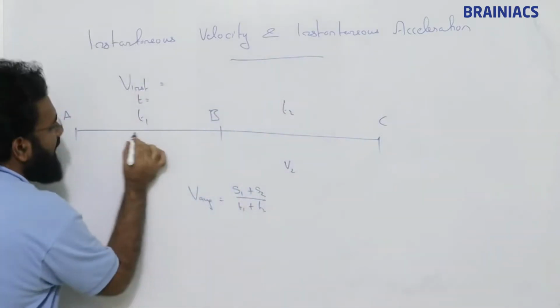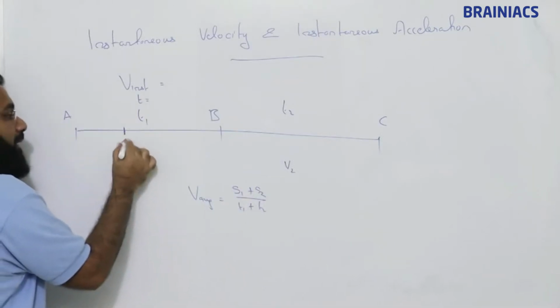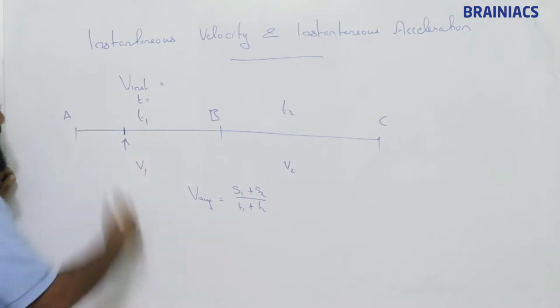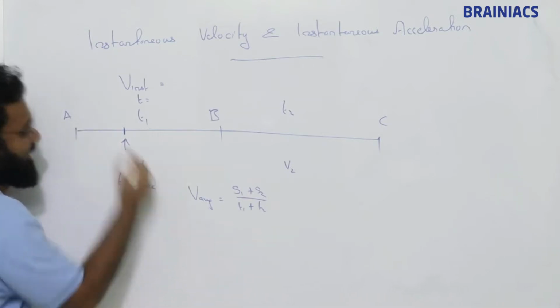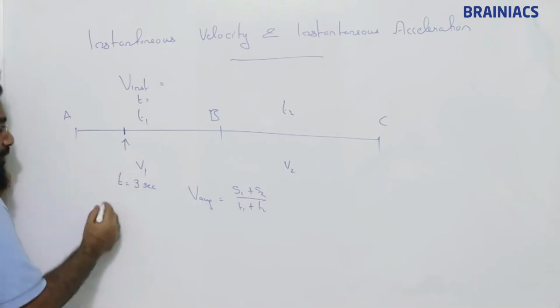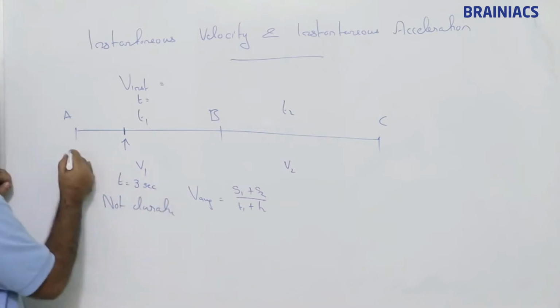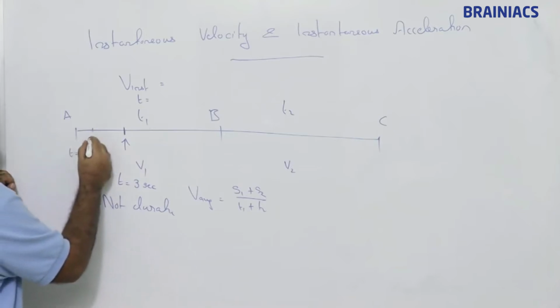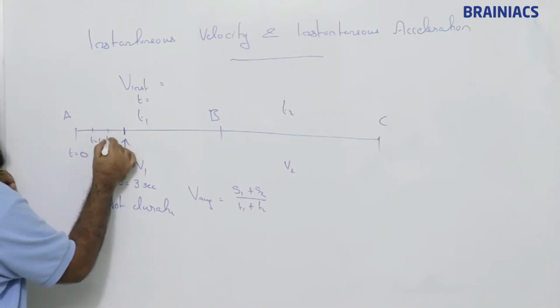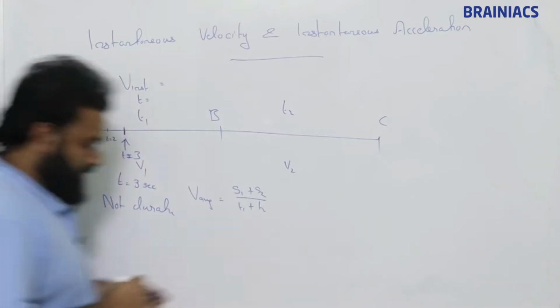But if someone asks what is the velocity at this moment, this particular instant, then definitely someone should tell us at t is equal to 3 seconds. This doesn't mean that for duration t is equal to 3 seconds. Not duration. If this vehicle started here at t is equal to 0, this is t is equal to 1 and this is t is equal to 2. So at t is equal to 3 seconds, what is the velocity?